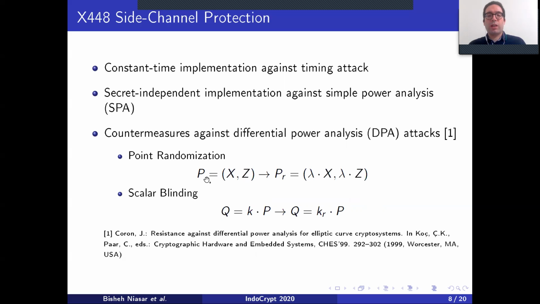The point randomization is used to randomize the point P. As you see, the X and Z coordinates of P are randomized by a random value lambda. And in the scalar blinding, the second term of the multiplication, which is K here, is randomized by adding a multiple of the group order to it. This method increases the required latency because of the increased length of K, but the final answer doesn't change.